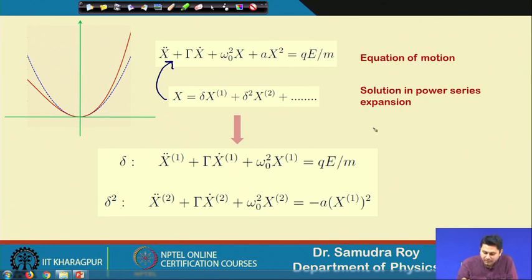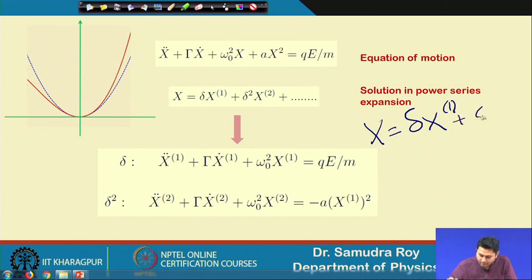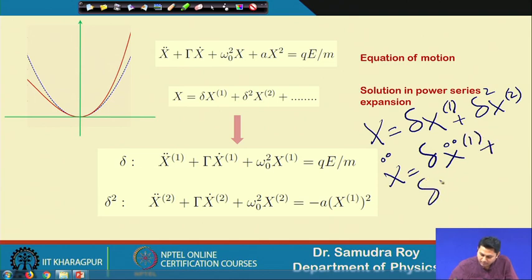Now, my x is replaced by only two first order terms. Let me write once again. My big X is equal to delta big X1 plus delta square big X2. When I put these things here, first we need to make x double dot. When you make the x double dot, it will be just X1 double dot plus delta square X2 double dot.